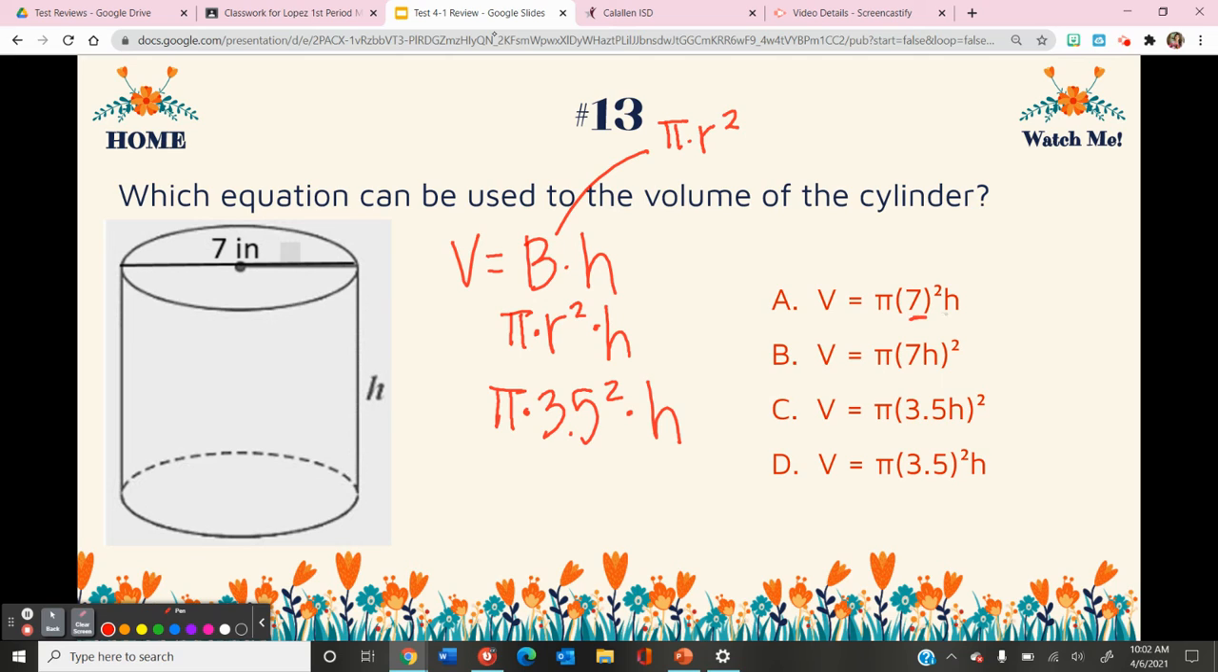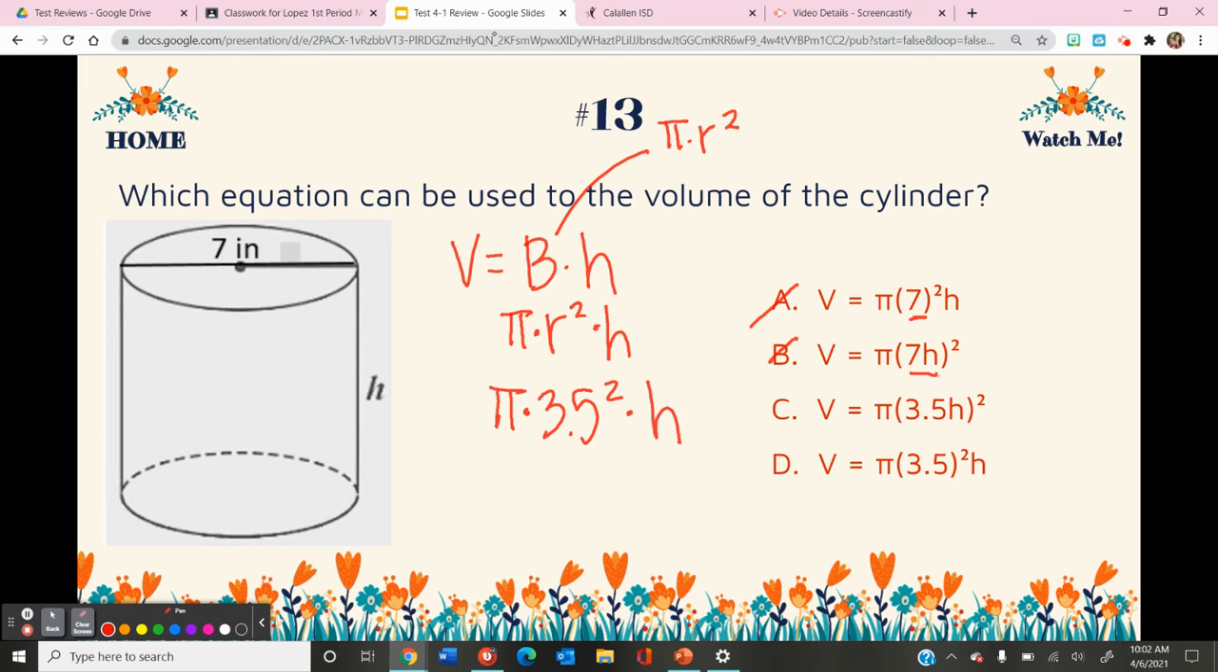So looking at A, again, this has to match. I see that they gave the radius of 7, and again, our radius is 3.5. So A is incorrect. Then we have B. They have 7 and H inside the parentheses together, and they're squaring it. For starters, 7 is your diameter, not your radius, so that is why it's wrong.